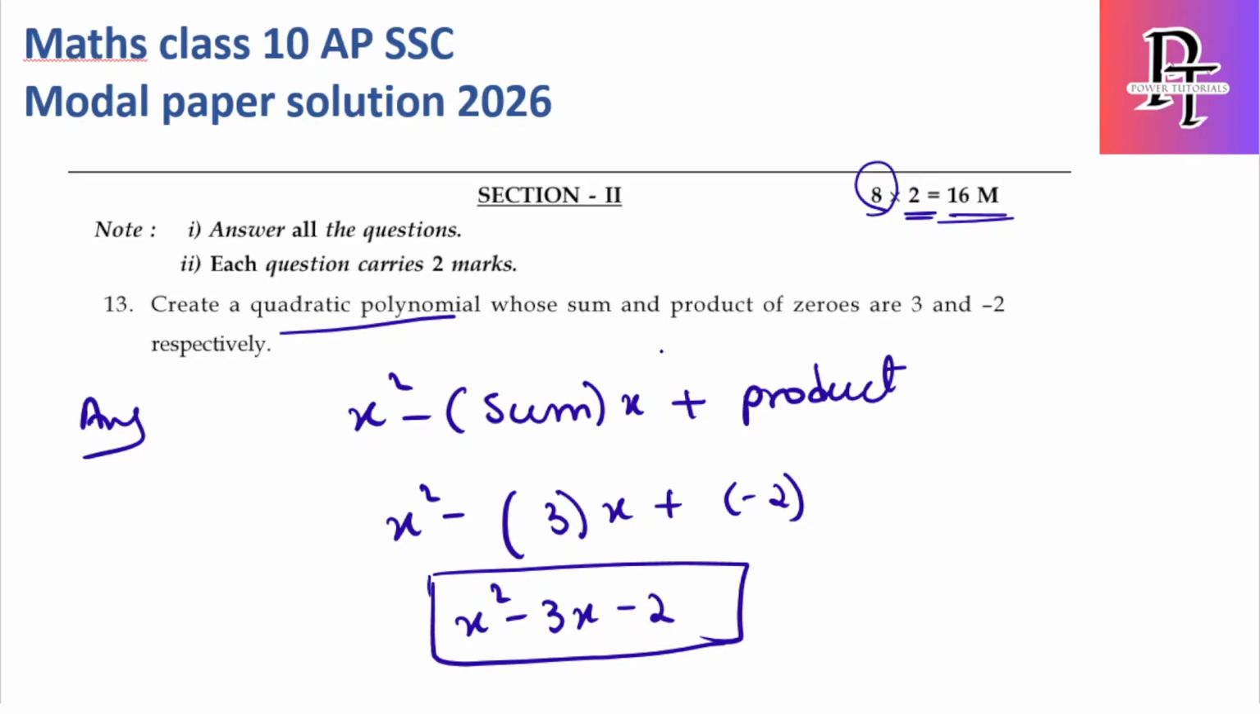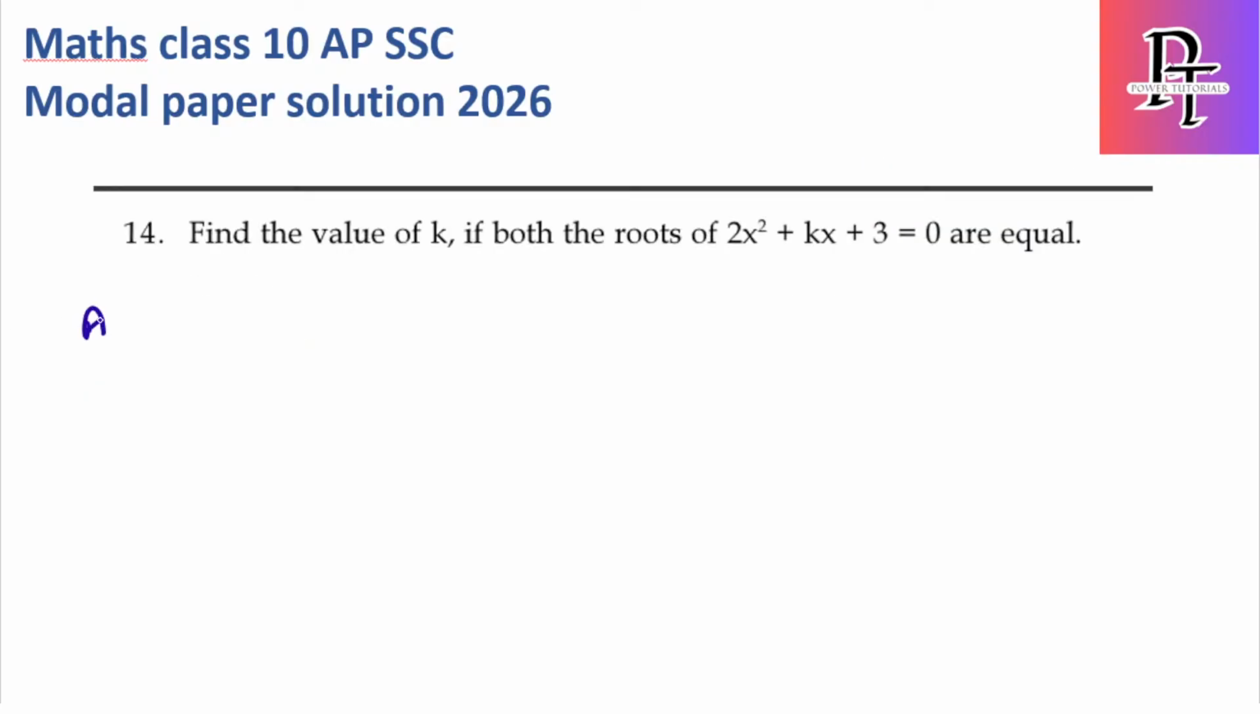Repeating again, when this type of question is mentioned, find a quadratic polynomial using sum and product, then this is the equation: x square minus sum of zeros into x plus product of zeros. The sum they have mentioned is 3, so I have just substituted the sum as 3, and the product they have mentioned is minus 2, substituted here. So we got the quadratic polynomial x square minus 3x minus 2, where the sum is 3 and the product is minus 2. Okay, next, move to the 14th.